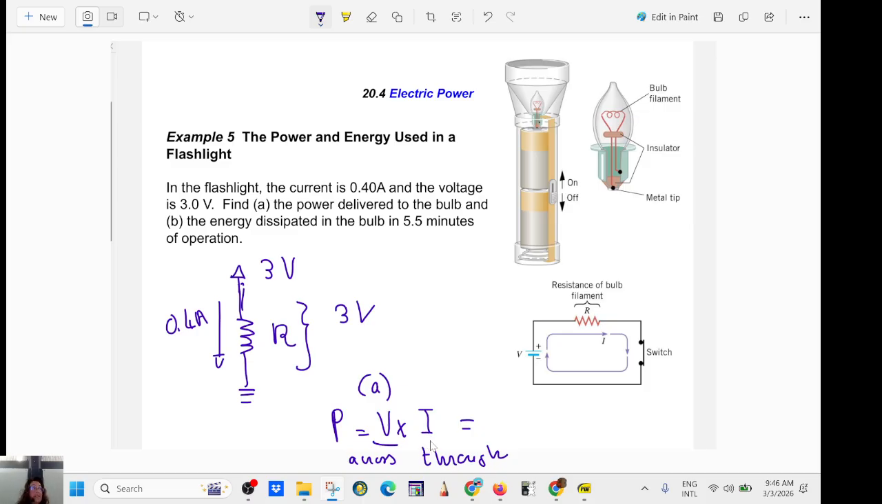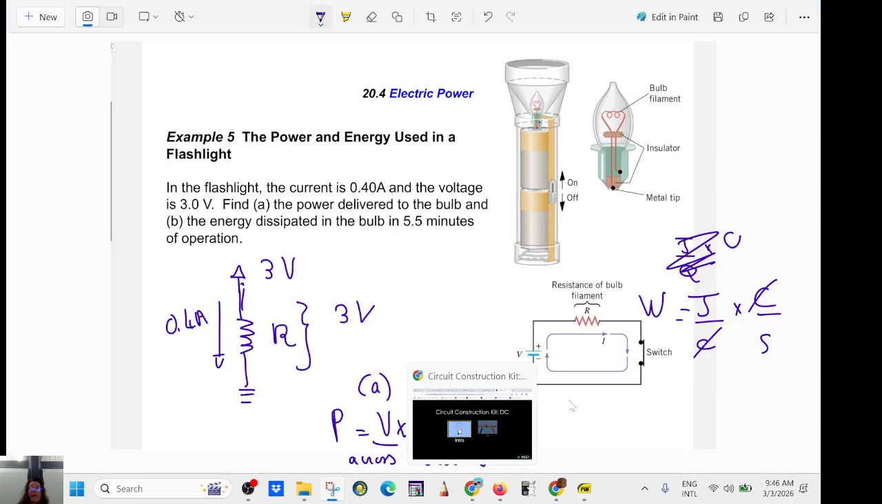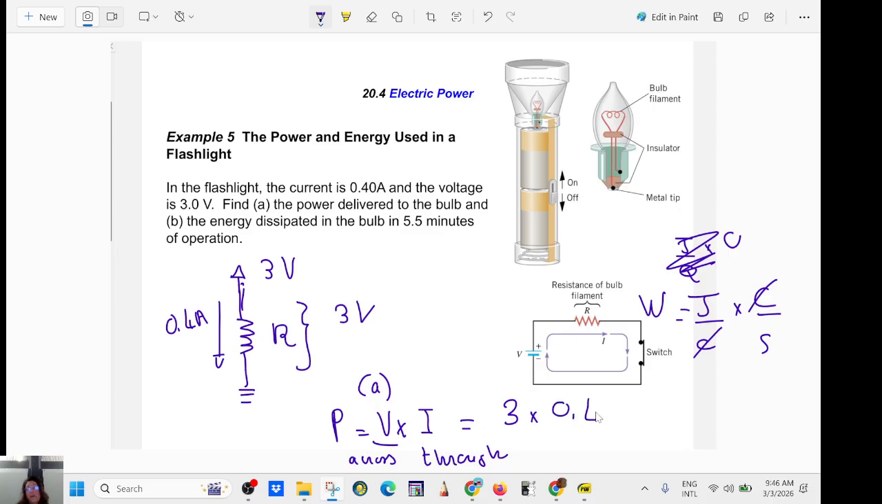Yeah, that's exactly right. It will be a joule per coulomb, and then you have coulomb per second, and you have joules per second, which is watt. You're right. So the voltage is 3 times 0.4. That's going to be 1.2 watt. So 1.2 watt delivered by the power supply and consumed by the load, and you just have one load.